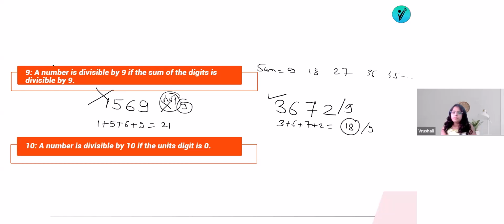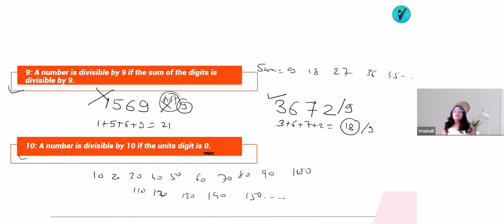That's it. Simple. Now the next is the divisibility rule of 10. For that, the unit digit should be 0. Because you can see 10, 20, 30, 40, 50, 60, 70, 80, 90, 100. Next numbers are 110, 120, 130, 140, 150 and so on, where the unit digit is 0.